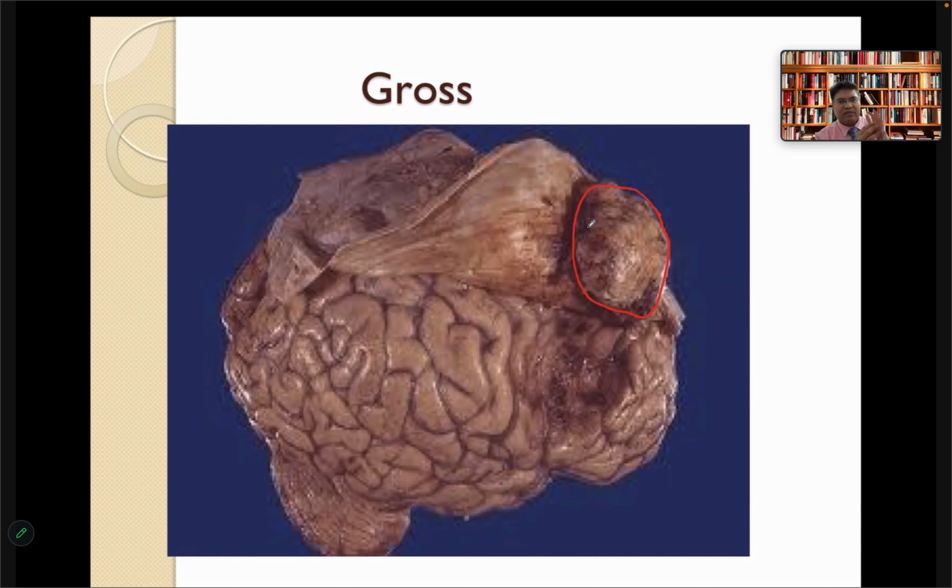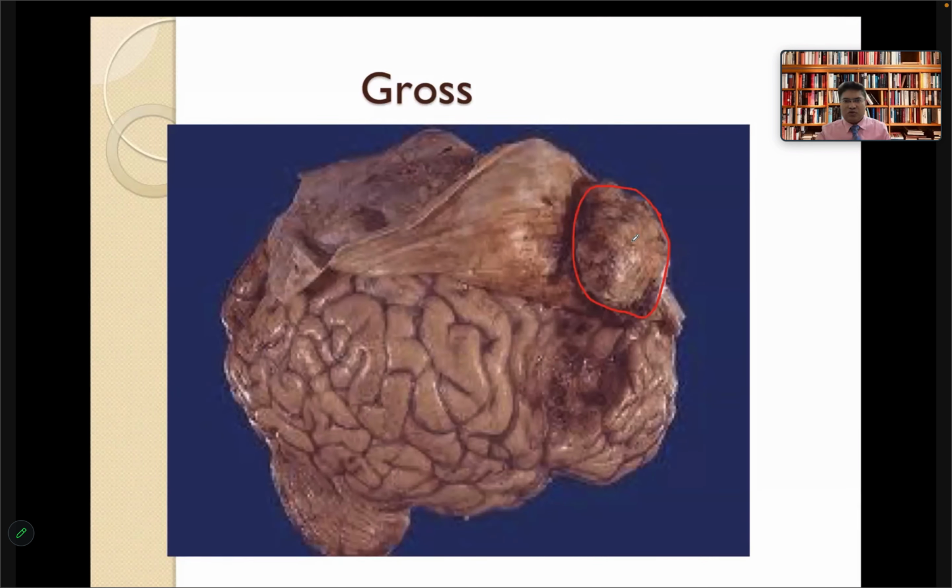What is the meaning of extra axial? Extra axial means any lesion inside the cranium which is arising outside the brain. It should be inside the cranium and outside the brain. So when we say outside the brain and inside the cranium, it means something which is attached to the meninges. Is this clear? So this is the meaning of extra axial.